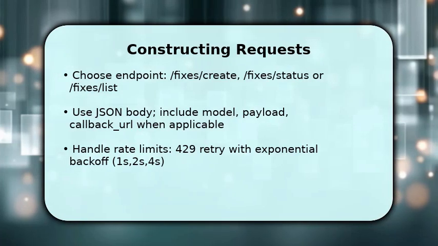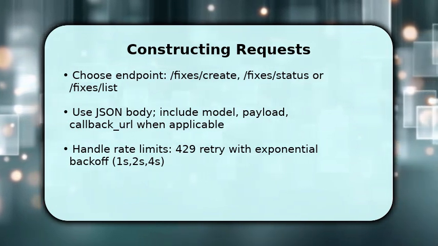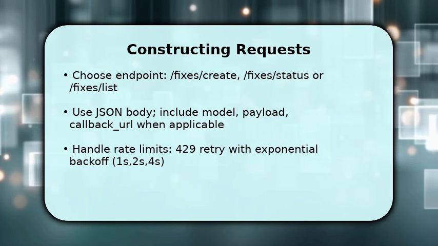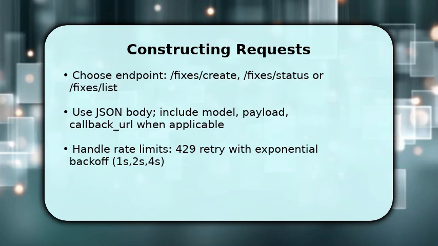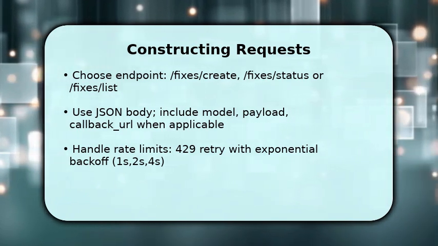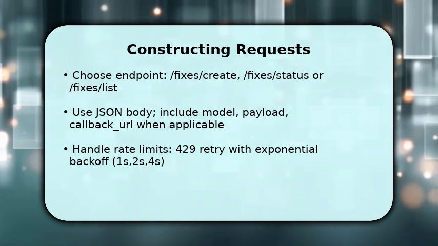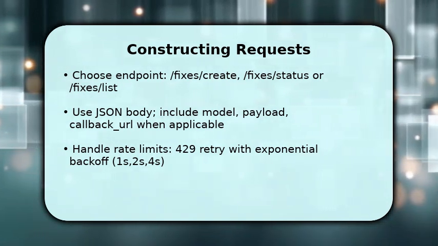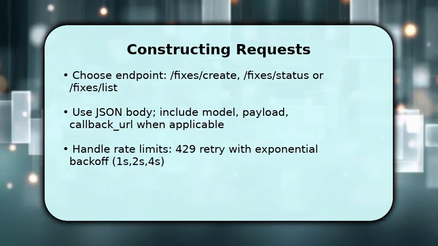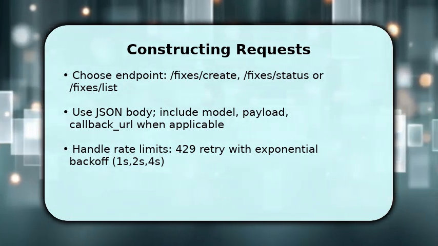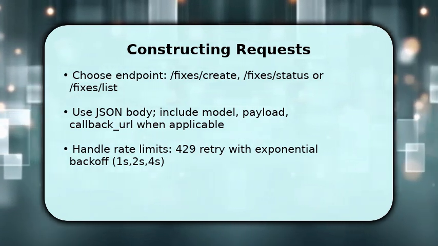Next, build requests carefully. Pick the correct endpoint and include required fields like model and payload. Use JSON with clear keys. Once done, validate the schema locally to avoid 400 errors. When sending large payloads, chunk them or use a presigned upload flow to conserve time. If you expect many calls, implement exponential backoff for 429 responses and respect rate limit headers. This reduces failed attempts and keeps your quota healthy while ensuring reliable processing.